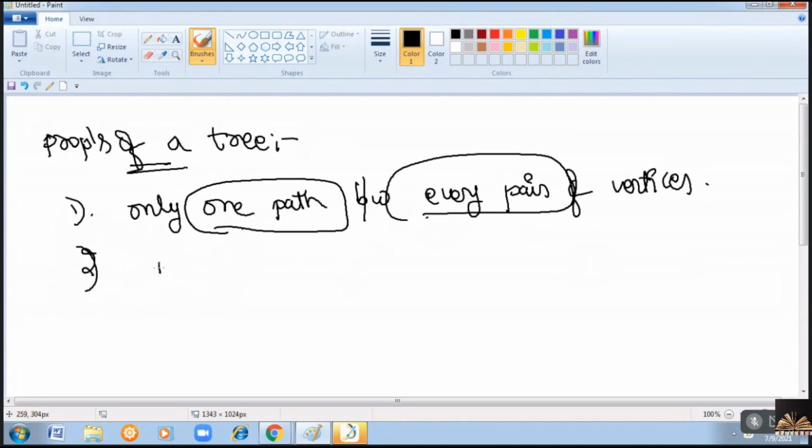In a tree, if the number of vertices is n, then the tree must have n minus 1 edges. It must have n minus 1 edges. Okay, so these two points you must remember regarding trees.